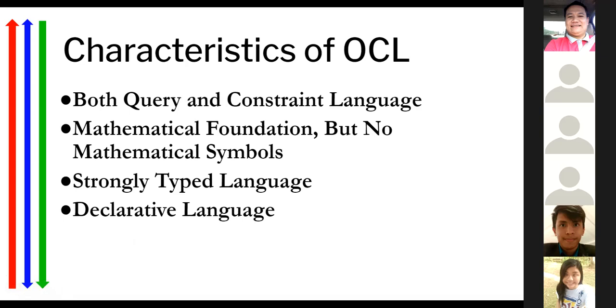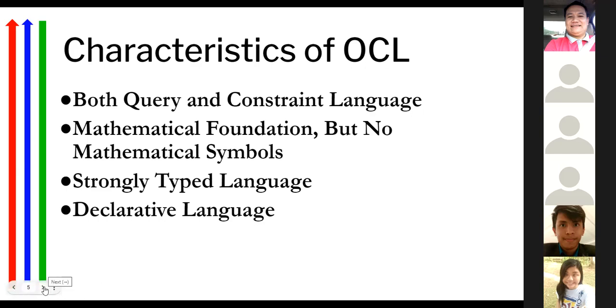Here are some characteristics of OCL. First, it's both a query and constraint language. In OCL, C stands for constraint. We're going to deal with more constraints in the succeeding examples. But OCL also uses query language or some of the expressions we use in creating databases or in creating if statements, for example, in Java or in C++. Also, it has a mathematical foundation, but no mathematical symbols. OCL is based on a mathematical theory. And it's strongly typed and it's a declarative language, also mentioned by sir.